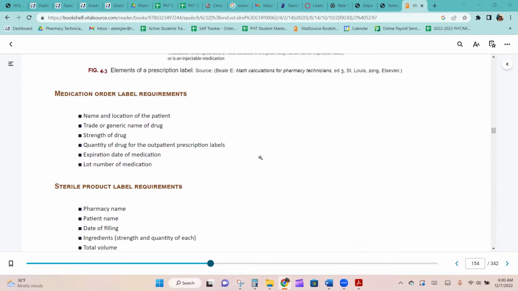For medication order label requirements, we have name and location of the patient. So this is like a hospital or institutional setting, so we'd have their room number and their bed number. Trade or generic name of drug, strength of drug, quantity of drug for the outpatient prescription labels, expiration date of medication, lot number of medication.